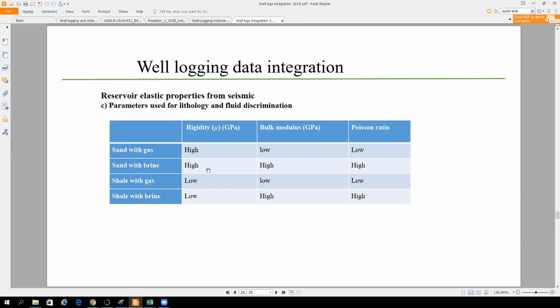So now let's suppose I have now the rigidity term from the seismic, and I have the bulk modulus, and I have the Poisson ratio. How will this help me to discriminate between different types of fluids and different types of lithologies? If I have sand with gas, I will expect to have a high rigidity term. Why? Because the quartz which is forming the sand is much more rigid compared to the clay which is forming the shale.